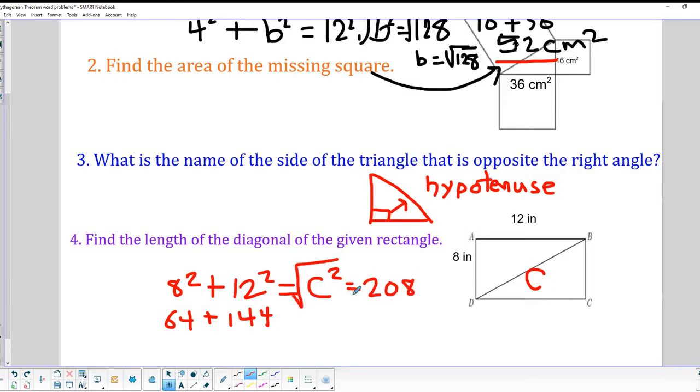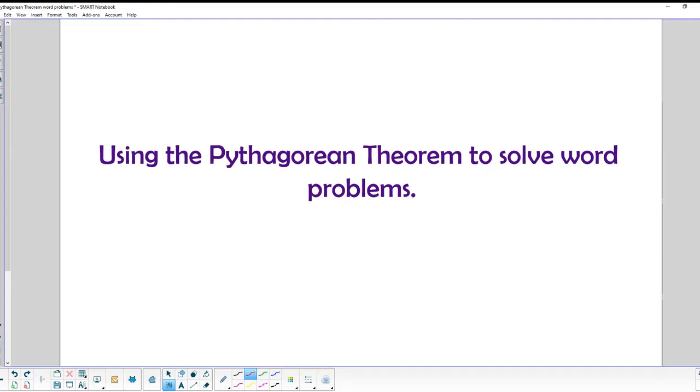So we take the square root of both sides, and that gives us c equals, and we'll go ahead and do this one on the calculator. So we already have 208 on the calculator, so if we take the square root, we get 14.42205. So we will round it to the nearest hundredth, which would give us 14.42 inches.